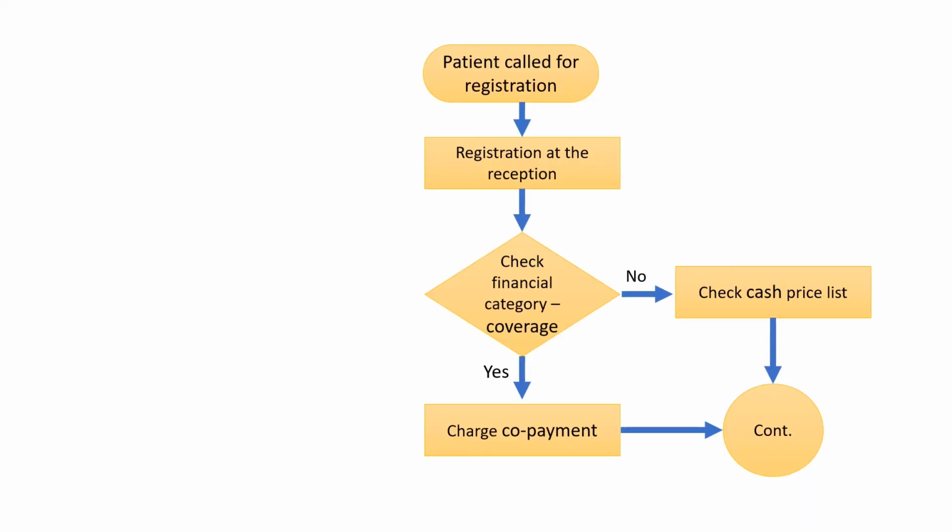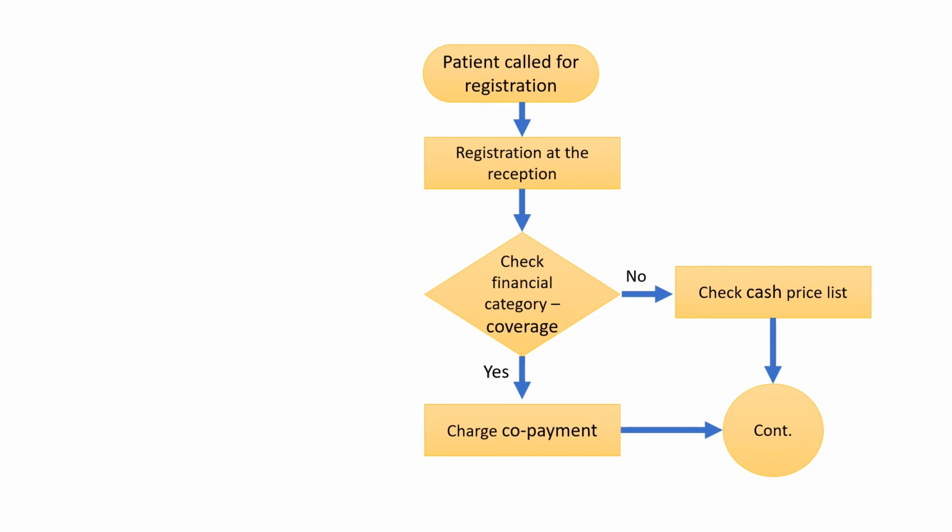Let's see how the team went further into drawing the flowchart. As you can see, they started with a terminator shape as the patient is called for registration. This is the first step. After this, the team used the rectangular shape for an activity. Any process activity could be represented by this shape. After this, the team was confronted with a decision point. At this point, the receptionist checks if the patient is insured or not.